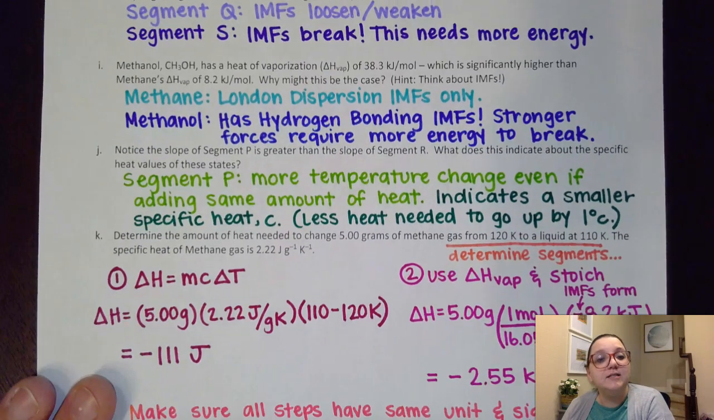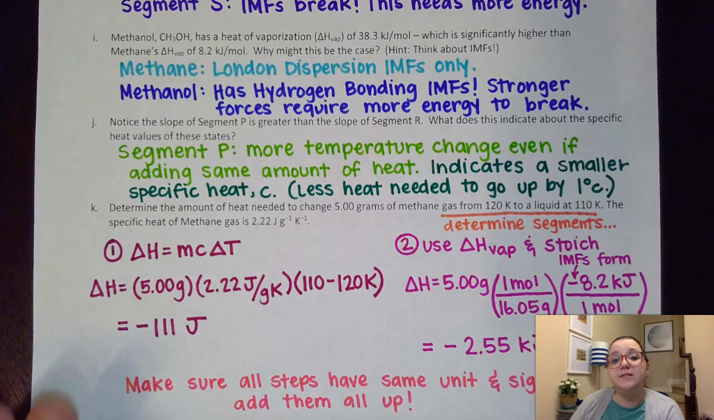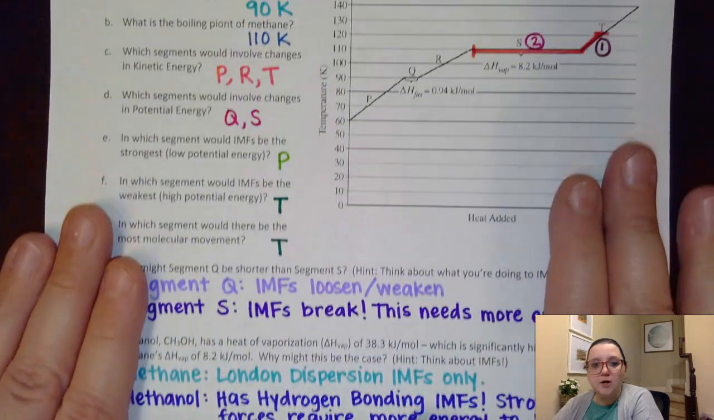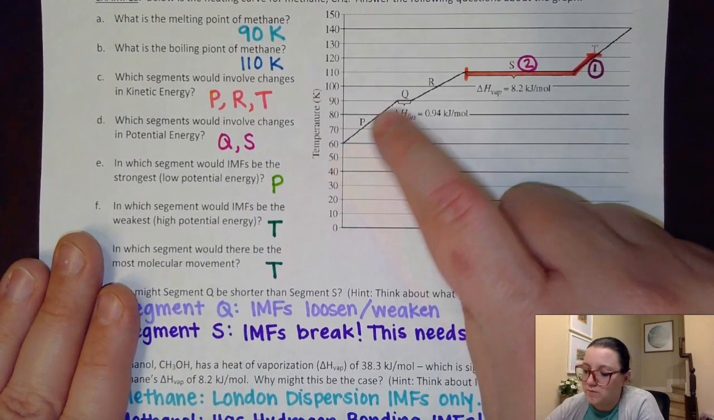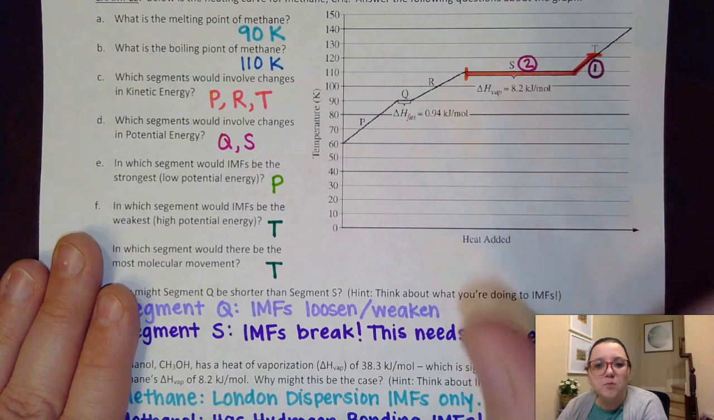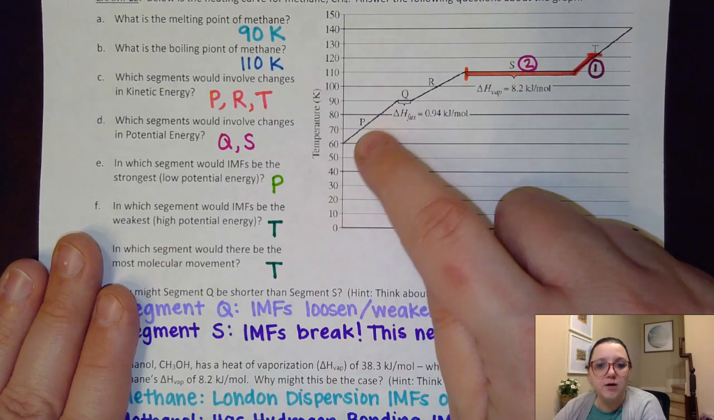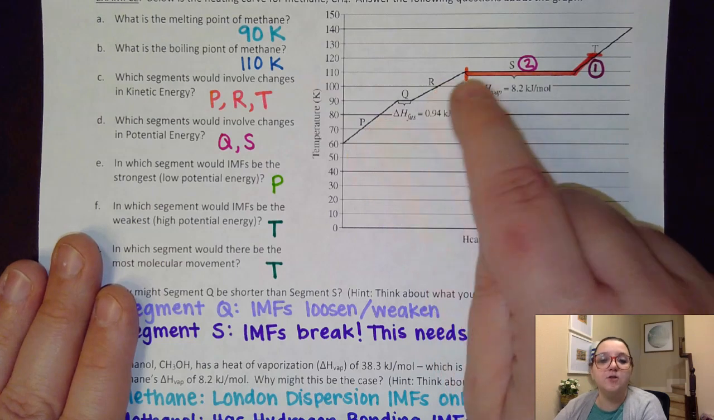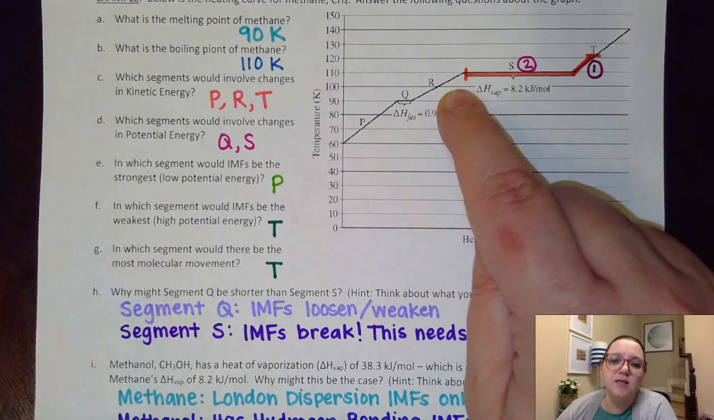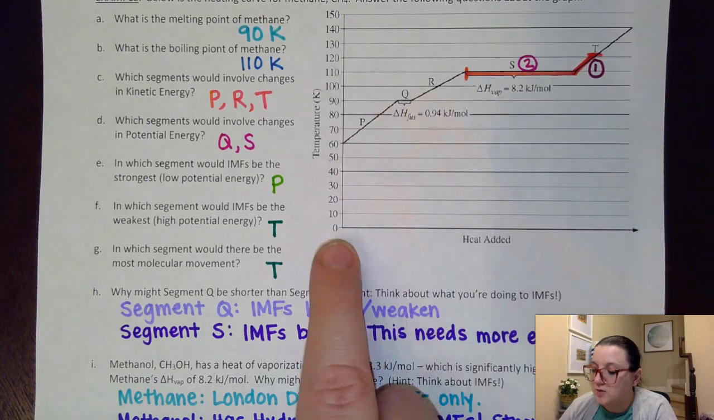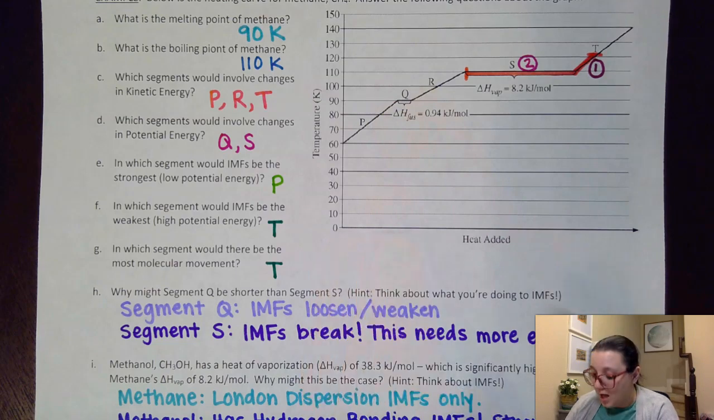So then it says, notice the slope of segment P is greater than the slope of segment R. If you look back up here, P is much more vertical, whereas R is a little more flattened out. And so it wants to know, why does P have that greater slope in comparison to R? Well, you really had to think about what that slope is showing. That slope is showing the temperature change that occurs as heat is being applied.